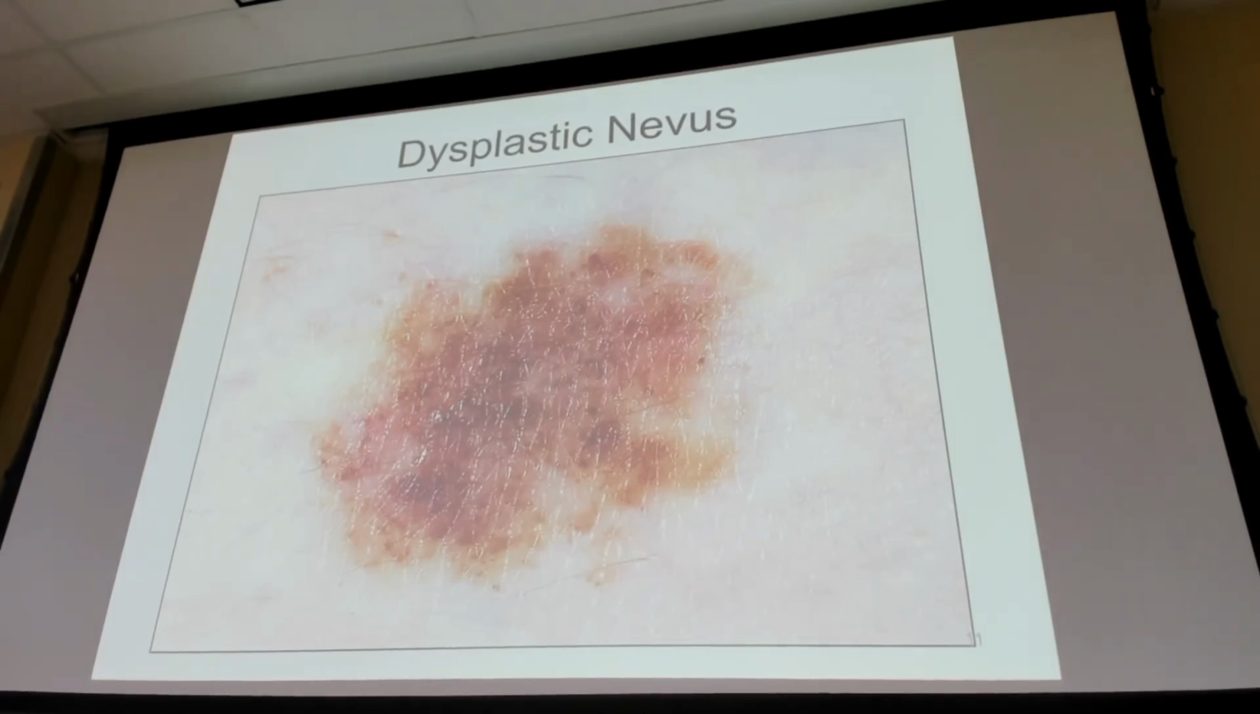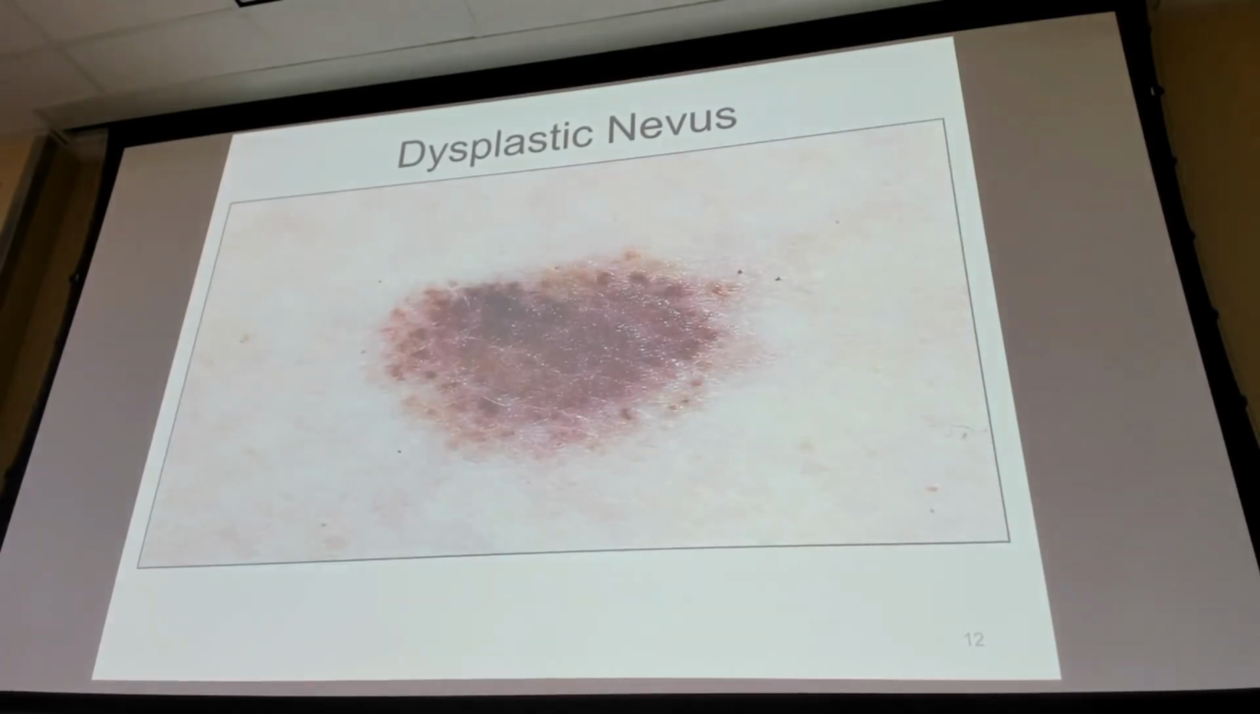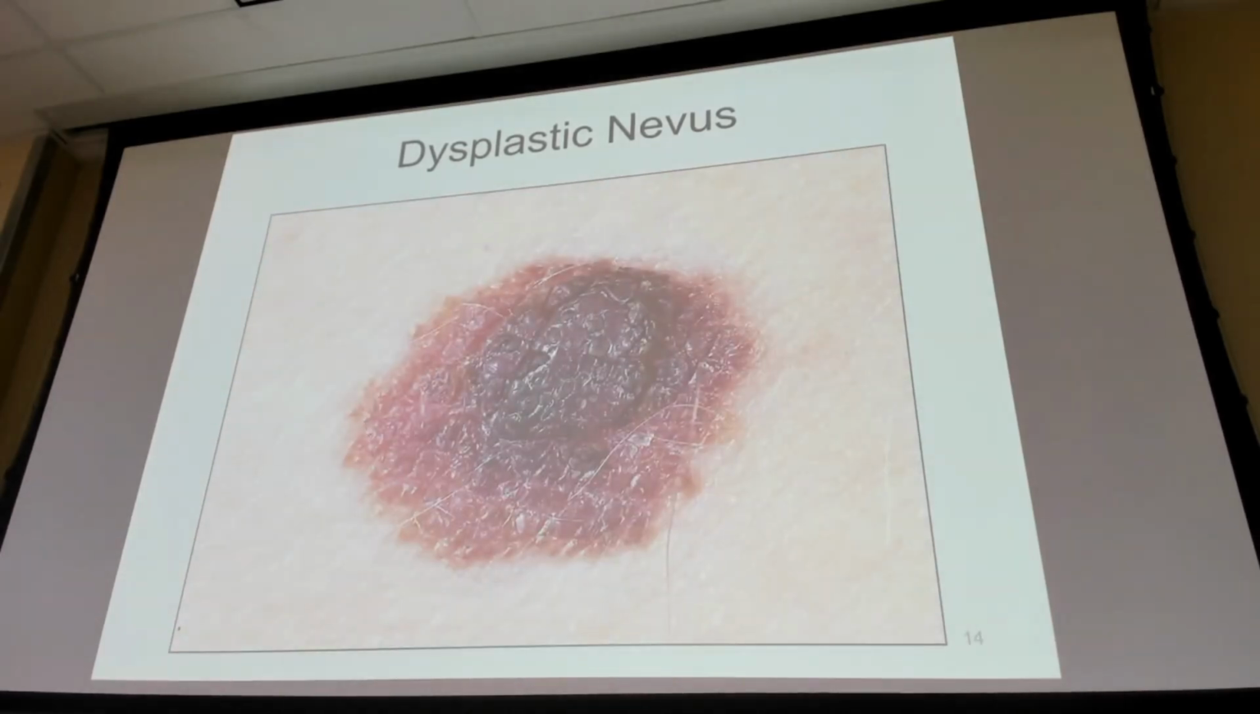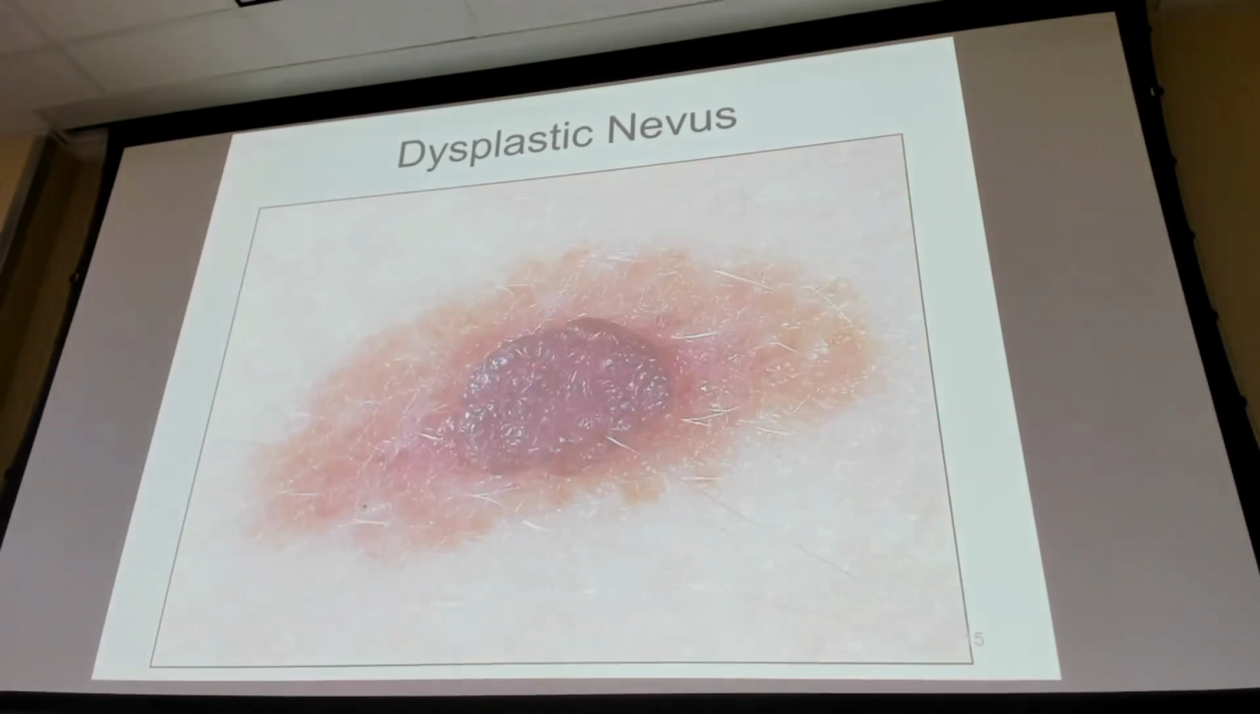Again, border, different colors, very different colors. That fried egg sitting up on top of that macule. Again, so that is all of the dysplastic nevus.